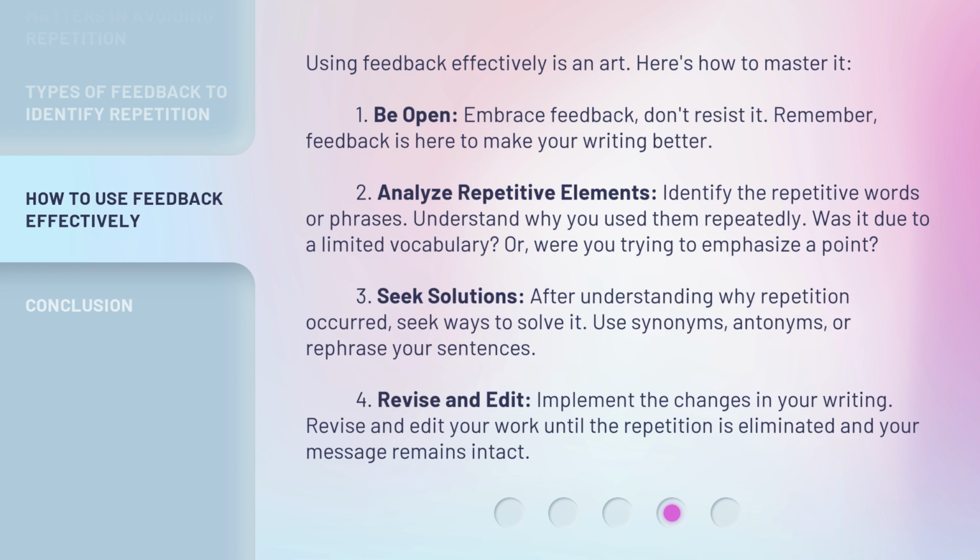3. Seek solutions. After understanding why repetition occurred, seek ways to solve it. Use synonyms, antonyms, or rephrase your sentences. 4. Revise and edit. Implement the changes in your writing. Revise and edit your work until the repetition is eliminated and your message remains intact.